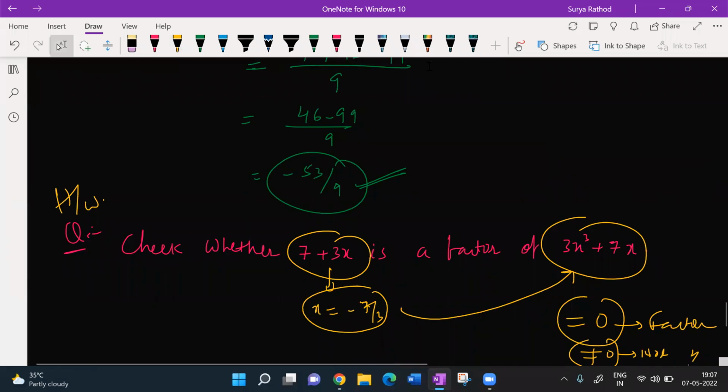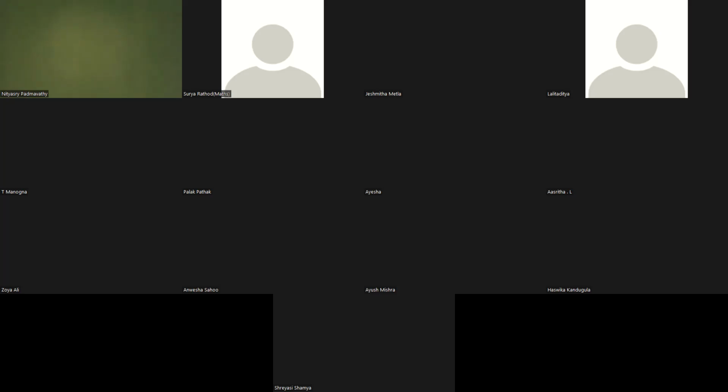Yes, sir, minus 490. Hashvika, no problem. So if it is equal to 0, factor, beta. If it is not equal to 0, that is not a factor. That gives you the remainder. Hope you got the point.